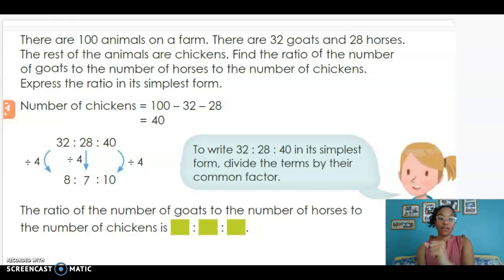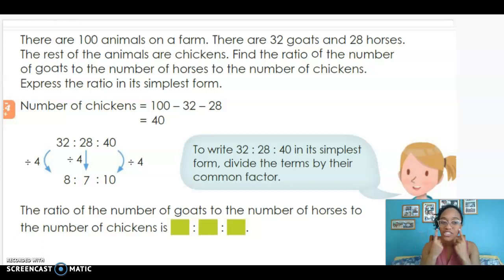We're going all the way down to 4, and 4 is a factor of 28. It's also a factor of 32, and it's also a factor of 40. So we're going to divide all three terms by 4. When we divide 32 by 4, we get 8, 28 by 4, we get 7, and 40 by 4, we get 10. Remember, we've set this up to be in the correct order with our problem. So the ratio of the number of goats to the number of horses to the number of chickens is 8 to 7 to 10. The order matters.